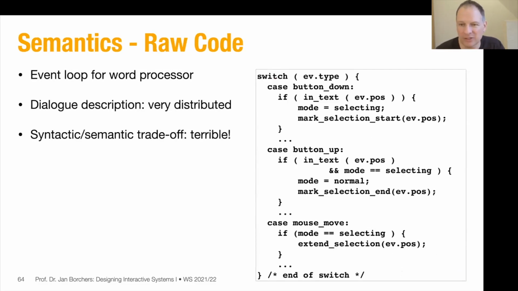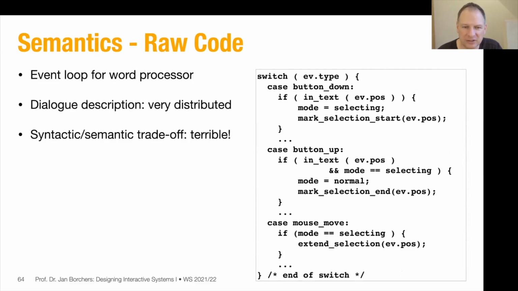Now, just to go full circle, originally, in the first slide, we said, hey, why don't we just write down our user interface in code? And I hope that by now it's clear why you don't want to do this. But I just wanted to reiterate, here's a simple event loop for a word processor. And what it captures, if you look at it a little, then you will notice that this is code for highlighting a selection in text, right?